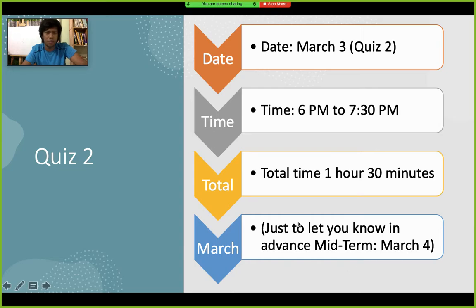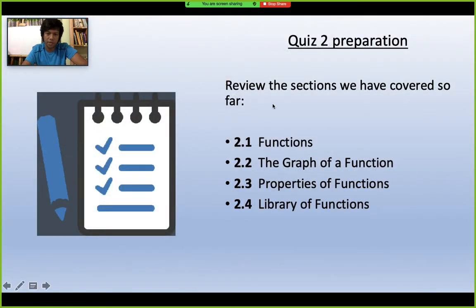Syllabus for the midterm will be chapter 1 and chapter 2, and syllabus for quiz 2 is chapter 2 only, which is here: 2.1, 2.2, 2.3, 2.4. Not everything, like we have 2.5 also in our book, so we are not going up to there, just these sections. Okay, so these are the topics for our quiz 2, if you want to know them.